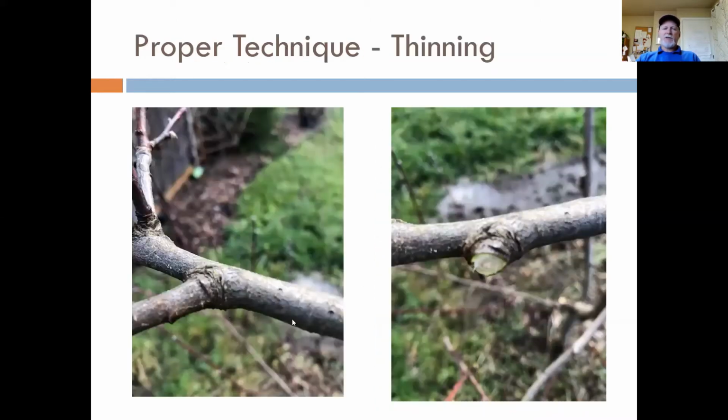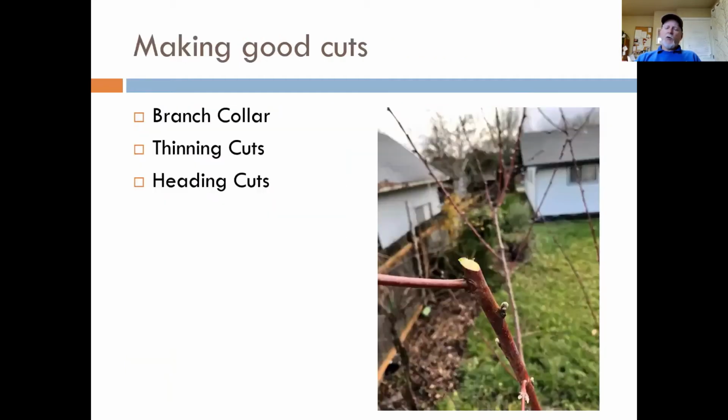If you look on that left-hand picture, you've got a lateral branch going from left to right, and right where that side branch comes out, you can see that kind of crinkly, swollen tissue that joins the smaller branch to the parent branch. That swollen tissue is a branch collar, and that branch collar has both support functions and the ability to heal really rapidly. So we want to keep that branch collar intact, and when we're pruning, we want to be careful not to prune into that branch collar.